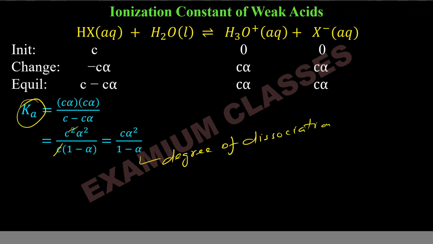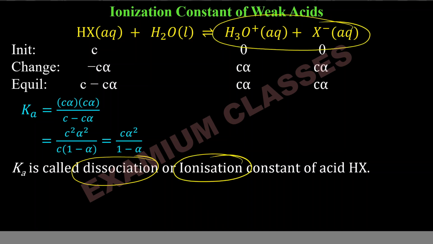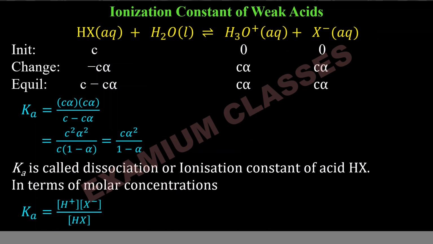The ionization constant of an acid can be written. You can use the formula directly in numericals if it is a monobasic acid. Ka is called the dissociation or ionization constant because dissociation is taking place, and ions are produced. It is simply an equilibrium constant. In terms of molar concentrations, Ka will be the products' concentrations raised to their stoichiometric coefficients divided by the reactants' concentrations raised to their stoichiometric coefficients.